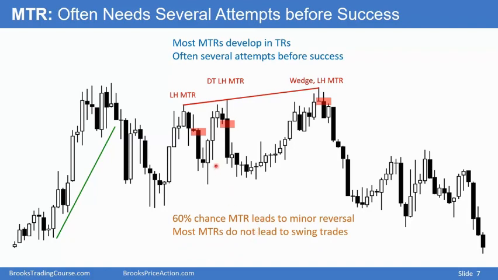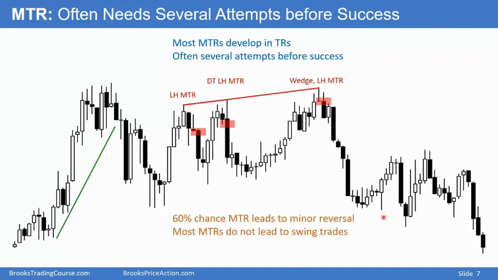60% of the time, when you have a reasonable major trend reversal setup, you're going to get a minor reversal from the major reversal setup, and you'll have a small profit or a small loss. But 40% of the time, you'll get a reward that is at least twice as big as your risk, and often the reward will be several times bigger than your risk. And that more than makes up for a 40% chance of a swing trade profit.